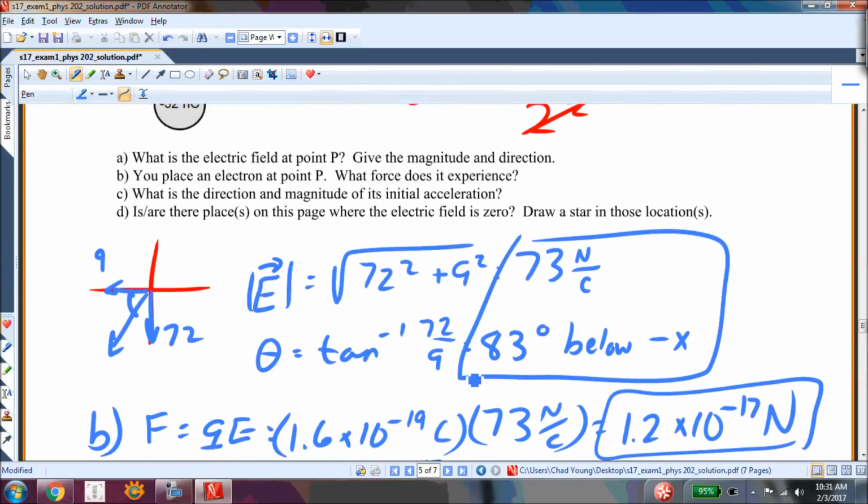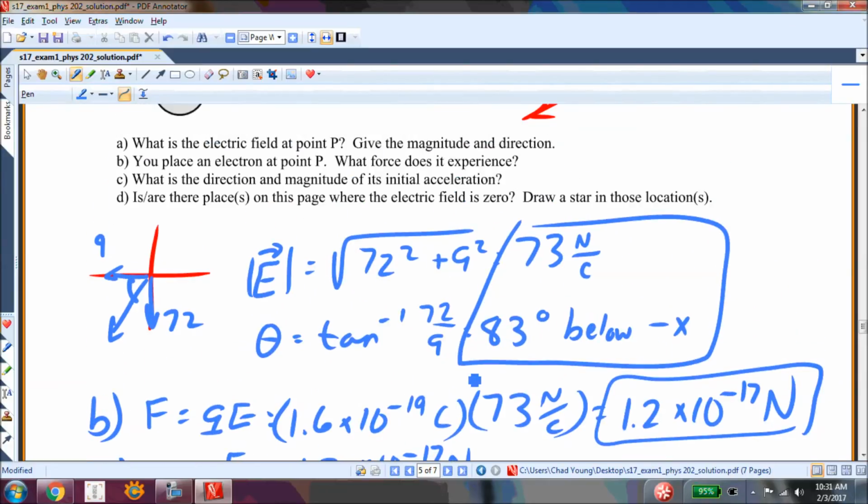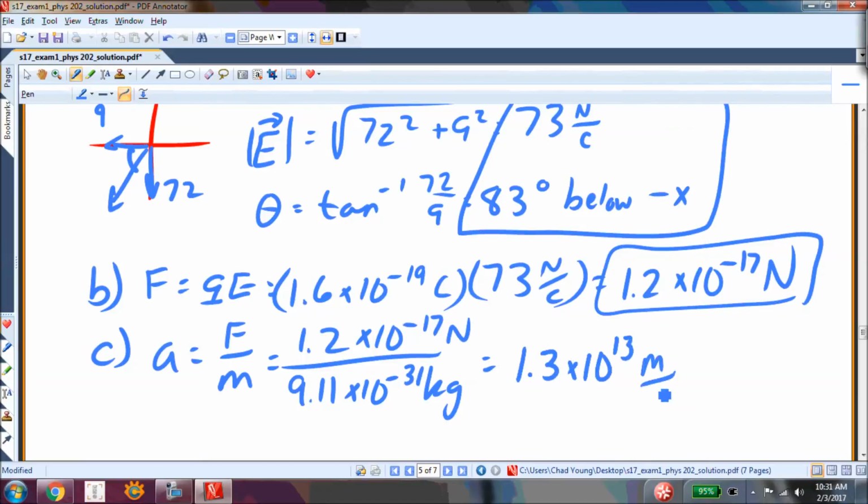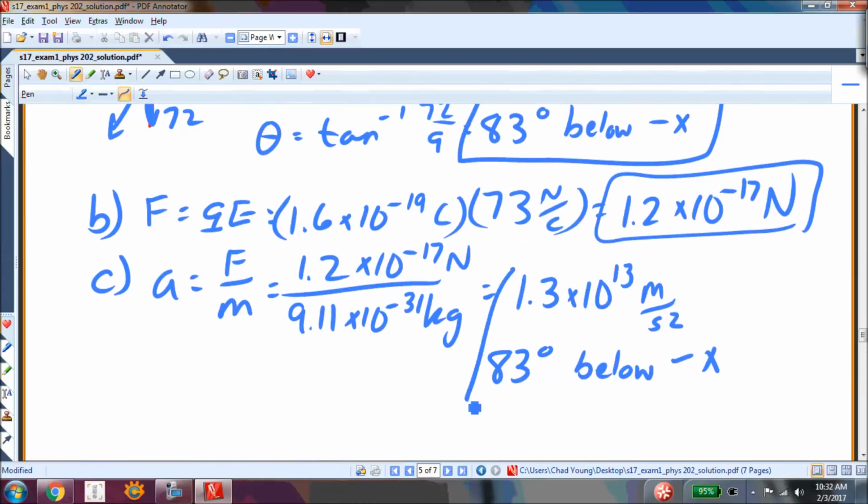An electron, 1.67 times 10 to the minus, excuse me, that's a proton. 9.11 times 10 to the minus 31 kilograms, and that gives me 1.3 times 10 to the 13th meters per second squared, and it's going to be in the same direction as the force, so 83 degrees below the negative x-axis. Did I say? Yeah, below the negative x-axis. So that's the answer for that part.